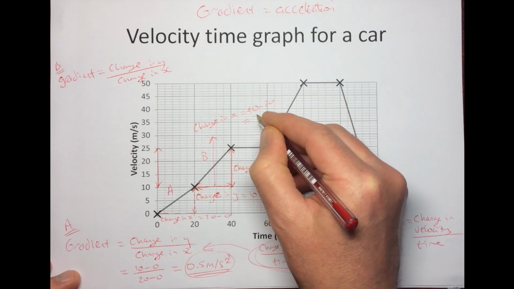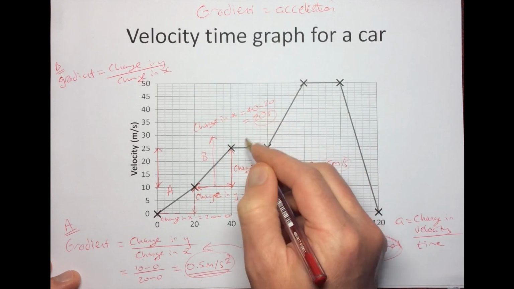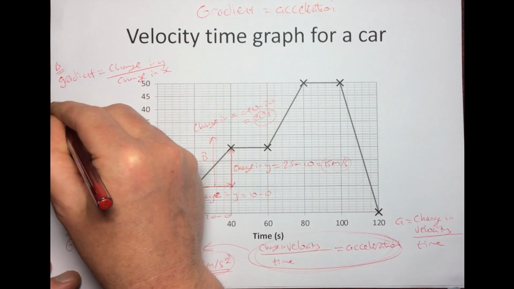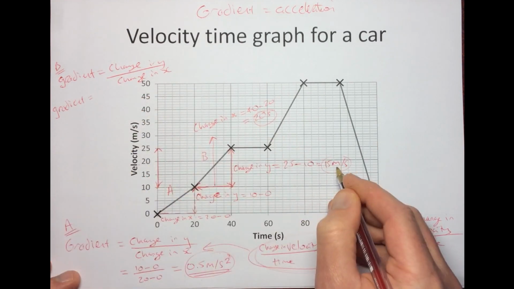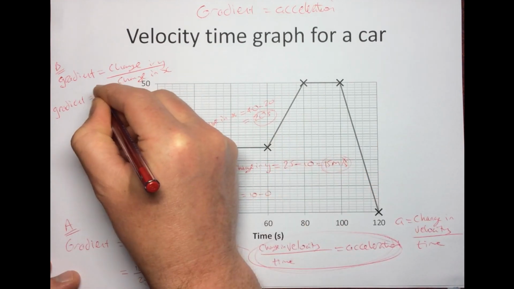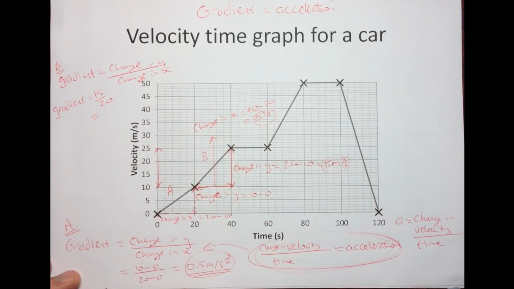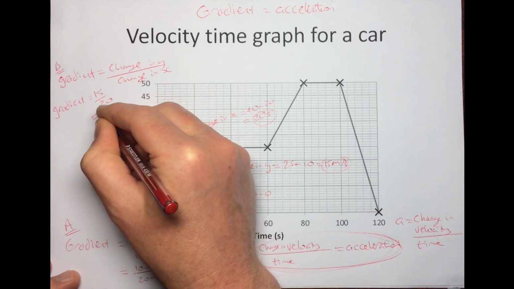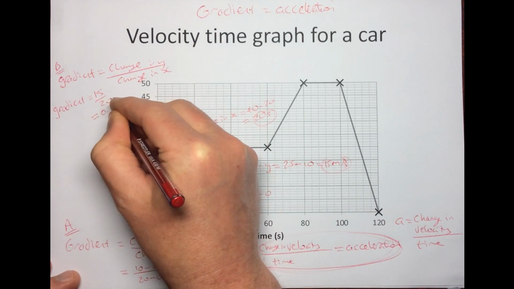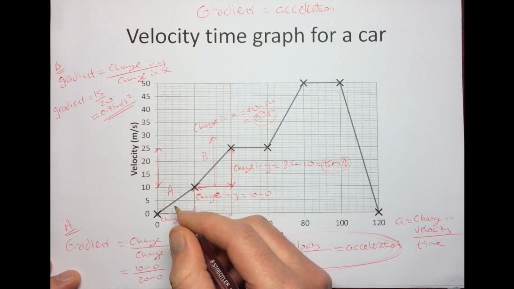Okay, because that's the start of section B, and that's 20 seconds. So you can now put these values into here. So our gradient for section B is equal to the change in y, which is 15, divided by the change in x, which is 20. So 15 divided by 20 is going to give you 0.75 meters per second squared. Okay, because it is 1.5 divided by 2.